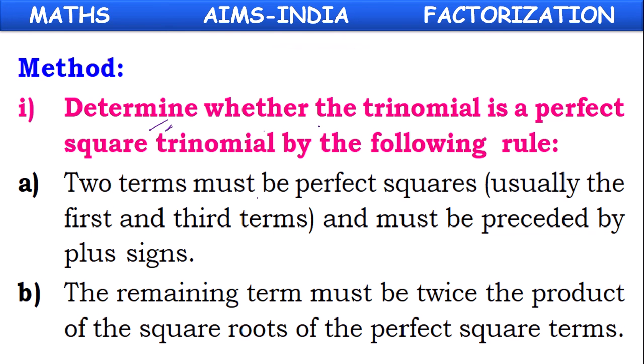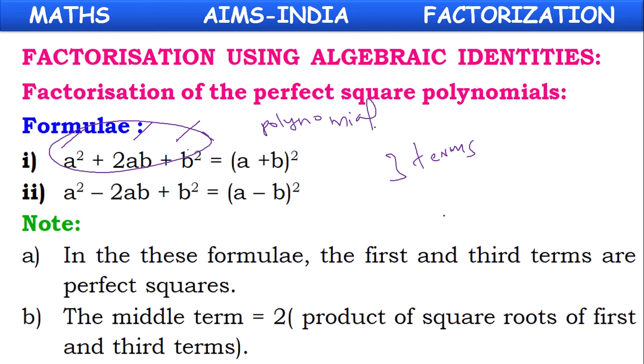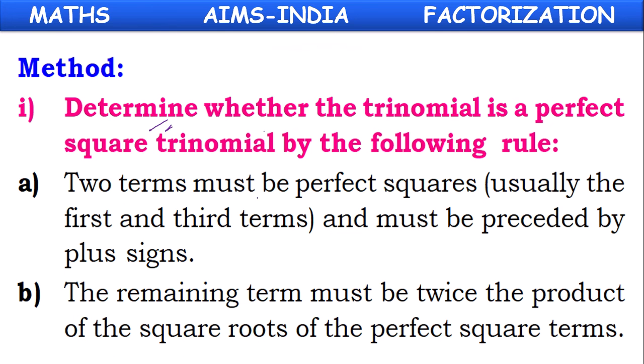So the method is, children, suppose this is a polynomial, and as it is having 3 terms, we can also call it a trinomial. Now, how to determine whether the trinomial is a perfect square trinomial or not? How to identify? Now, a square plus 2ab plus b square is a trinomial.